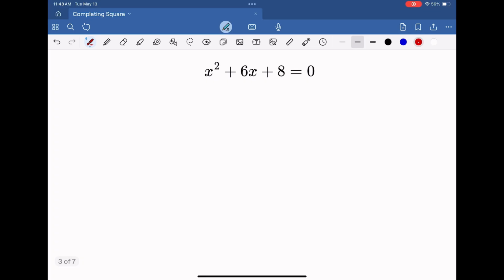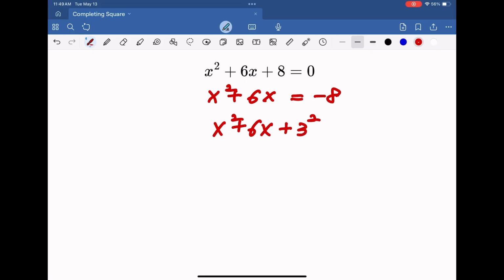Next one. Same thing, we have to move 8 to the right-hand side. So x squared plus 6x equals 8. Now you divide the coefficient of x, which is 6, by 2, which is 3, and you square it and add it. So x squared plus 6x, 6 divided by 2 is 3, and 3 squared, equals negative 8, and you have to add 3 squared.